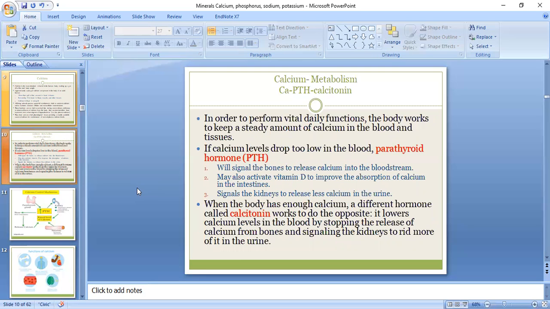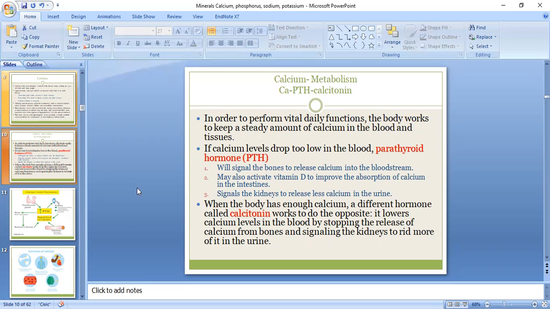Now, calcium metabolism: the interplay of calcium, parathyroid hormone and calcitonin. In order to perform vital daily functions, the body works to keep a steady amount of calcium in the blood and tissues. If calcium levels drop too low in the blood, parathyroid hormone will signal the bones to release calcium into the bloodstream, and may also activate vitamin D to improve the absorption of calcium in the intestines, and also signals the kidney to release less calcium in the urine.